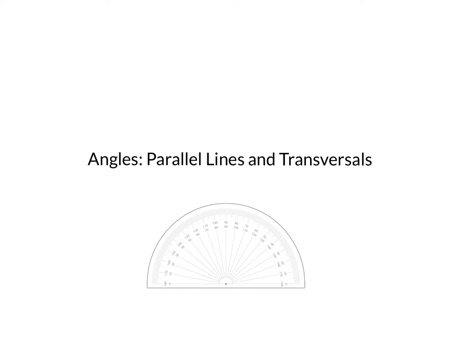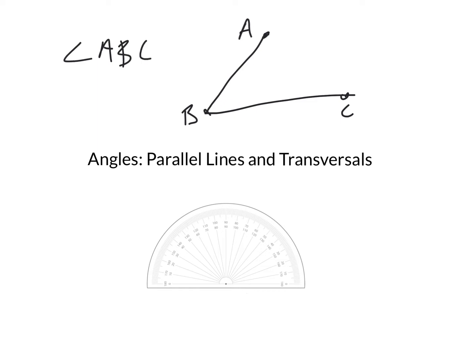So angle measures are where we have two lines that come together at a point. We usually name an angle with three letters, A, B, C. You name the points, and we would write it angle ABC. And what we're measuring in an angle is the amount of rotation from the first line to the second line. We measure this in degrees, and to measure it, we use a protractor.